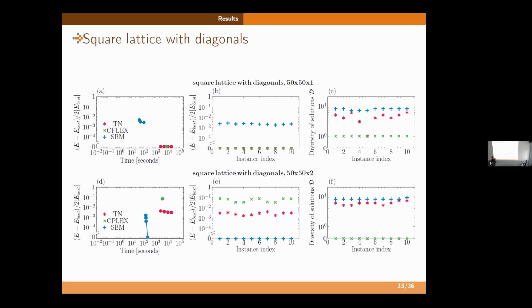And here is the diversity of solutions. And of course, the Simplex is not giving us a diverse solution because it is returning only one solution. So no diversity here.